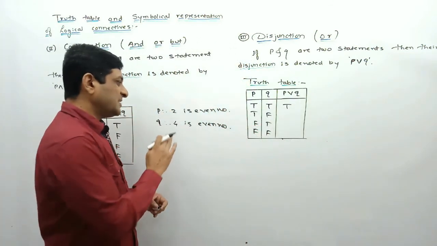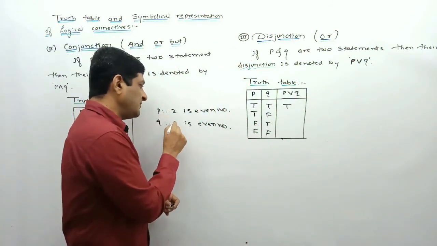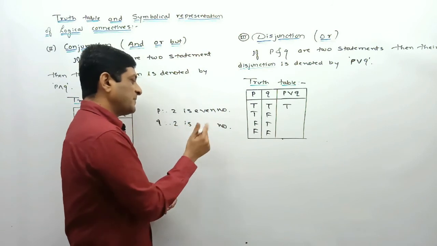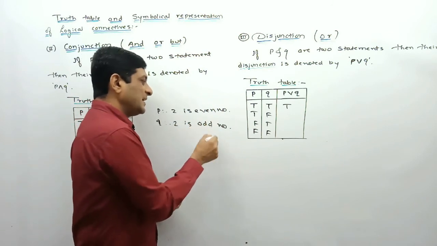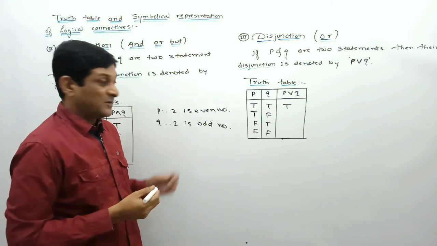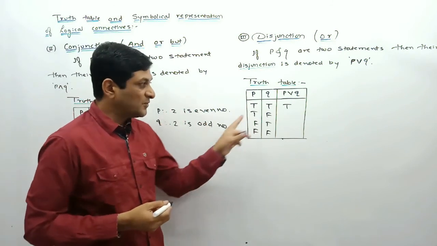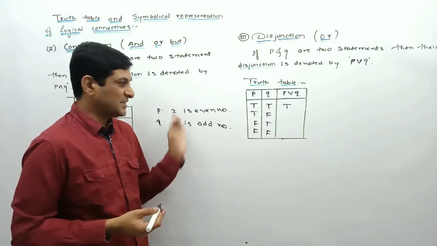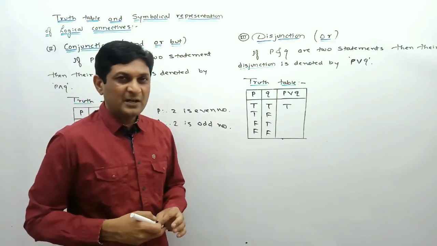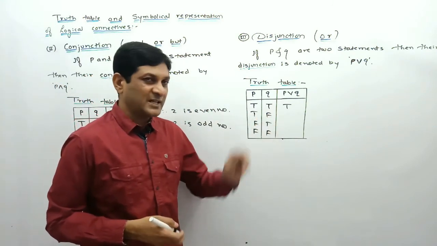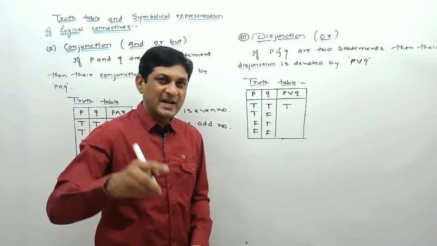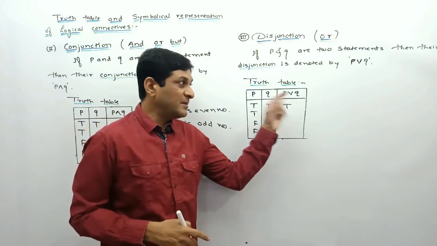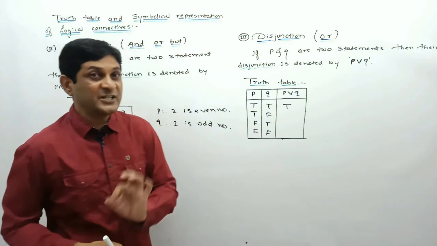Now let us make one statement false. 2 is even number. I am replacing even by odd. Now I am connecting these two statements. One is true and another one is false. First is true and second is false, because 2 is odd number is false and 2 is even number is true. Now if one statement is true and the second statement is false, what is the new statement which you get by connecting them by or?